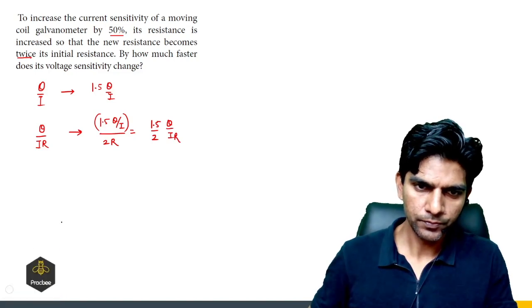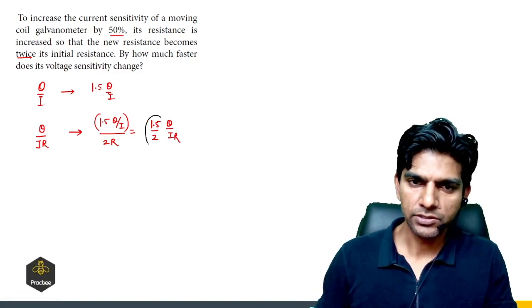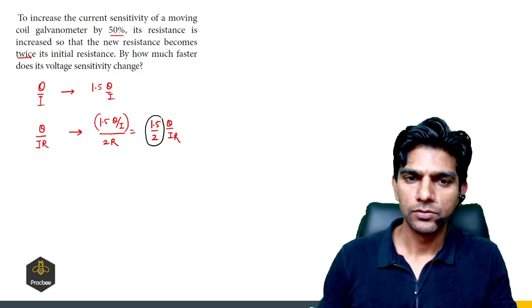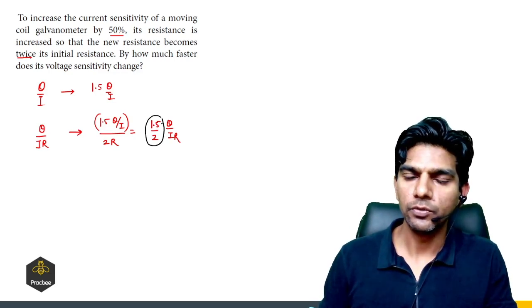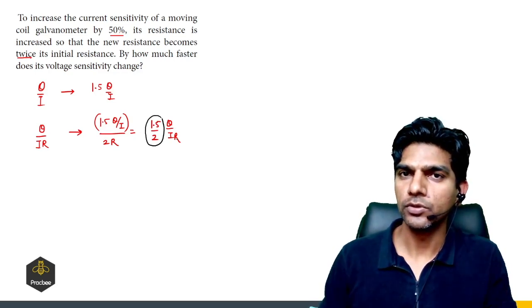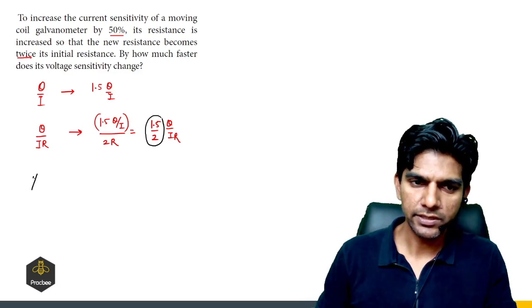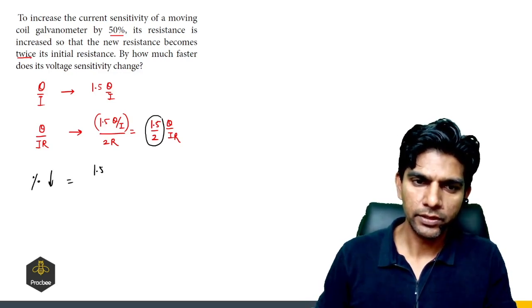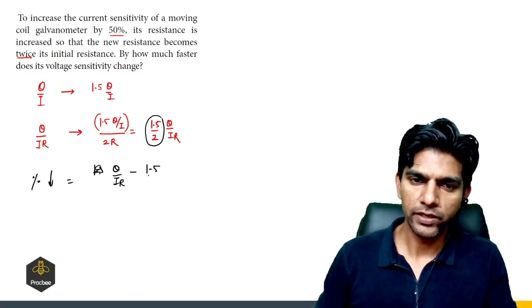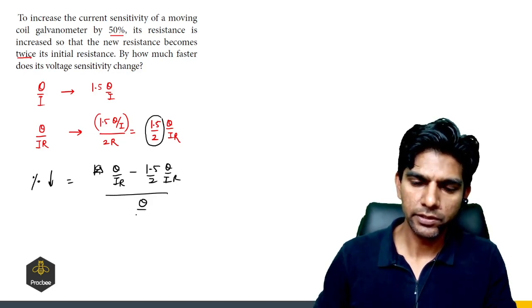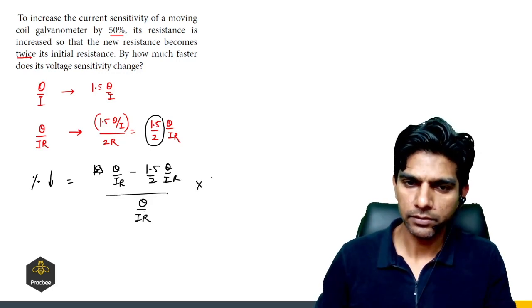So it has changed by this factor. Earlier it was theta upon IR, now it is 1.5 by 2 theta upon IR. Now what is the percentage decrease? Let us find that. Percentage decrease will be theta upon IR minus 1.5 upon 2 theta by IR, upon the original value theta upon IR, times 100.